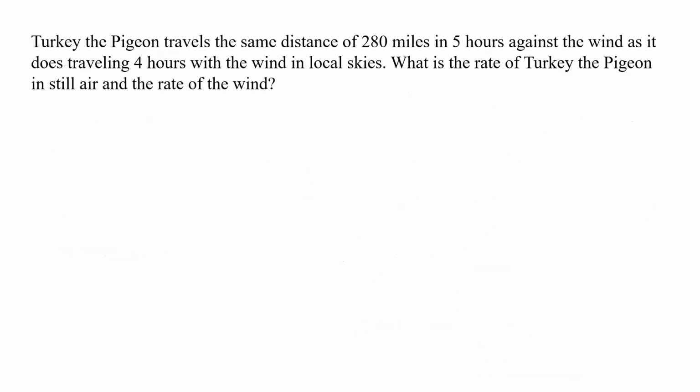All right, how about this one? It says the pigeon, Turkey the pigeon, travels the same distance of 280 miles in 5 hours against the wind as it does traveling 4 hours with the wind and local skies. What is the rate of Turkey the pigeon in still air and the rate of wind? All right, well, let's draw a picture again. It's not a river, but it's air flowing. So this is my air flowing, and it's going to be flowing that direction, and that's going to be the rate of the airstream or the wind.